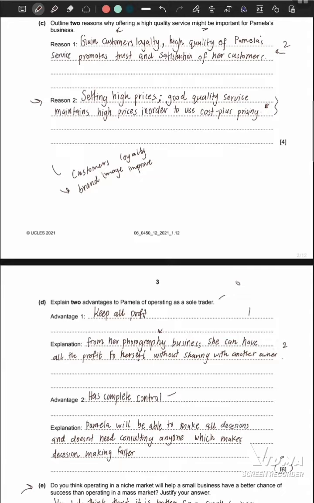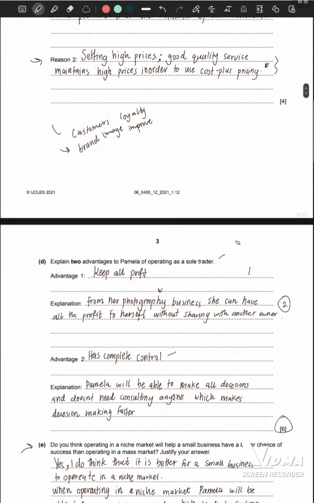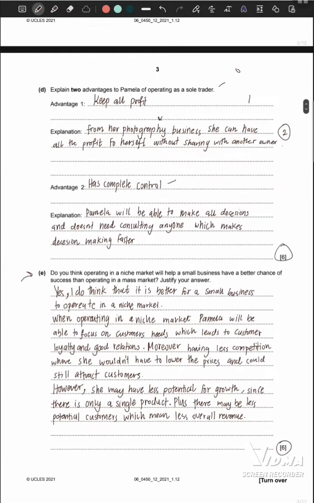So for this one, you can get 2 for the explanation. And the same goes for the second one, 2 and 1 mark. So basically in total 6 marks. Now for this last part, it's: do you think operating in a niche market will help a small business have a better chance of success than operating in a small market? Justify your answer. We'll get to the justification part later. First we're going to talk about whether you agree or not. The obvious answer for this one is you have to agree, in my opinion.